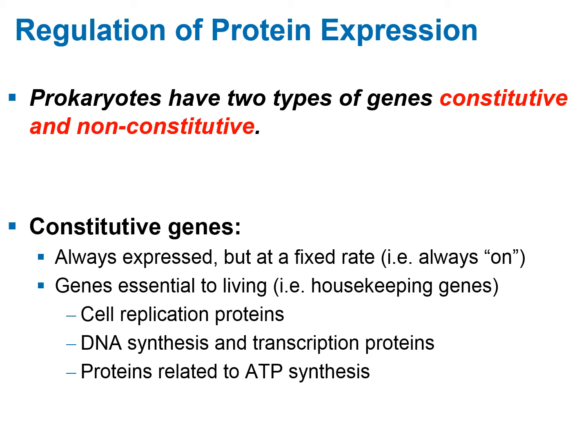Examples of constitutive genes would include those genes that are essential to living. These are sometimes called housekeeping genes. They might be genes that encode cell replication proteins, or genes that are related to maintaining the cell wall, or genes that are related to DNA synthesis and transcription, genes that are related to producing proteins that make ATP from nutrients.